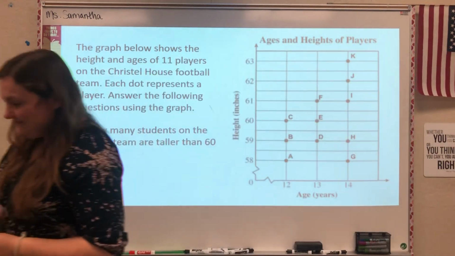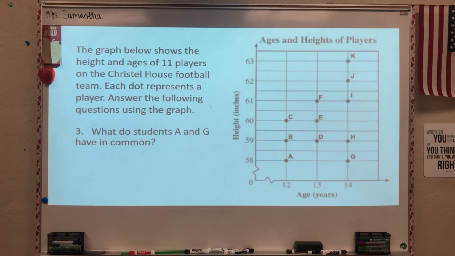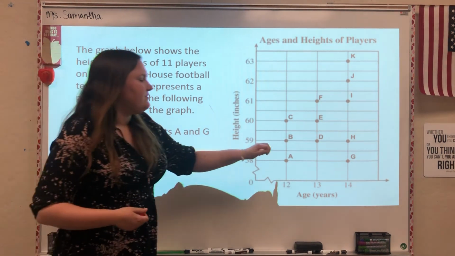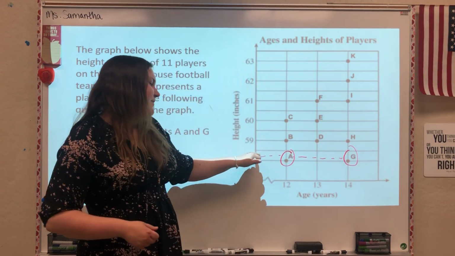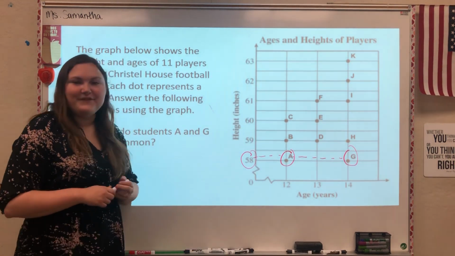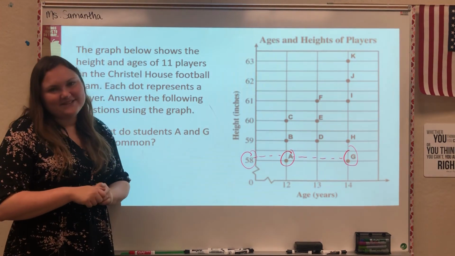The last question is, what do students A and G have in common? Go ahead and try that. Well, student A is right here, student G is right here. Notice that they both have in common, they are 58 inches tall, so that would be our answer.